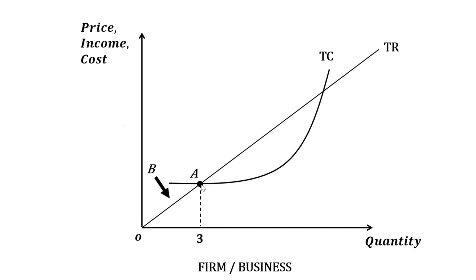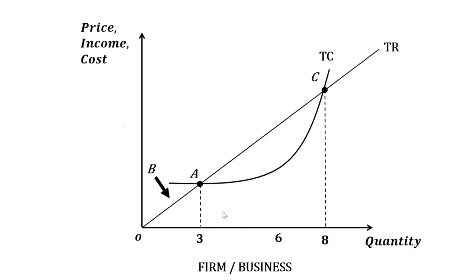Now, when we look further, just beyond three units, up till eight units, just before eight units, this is the bracket, or the output level where the firm makes economic profit.